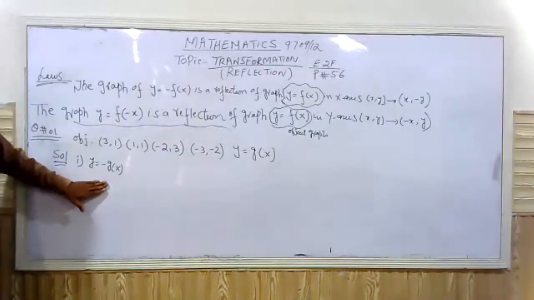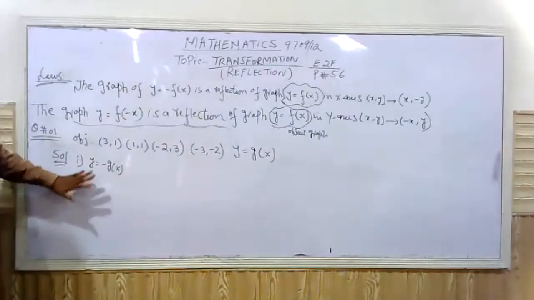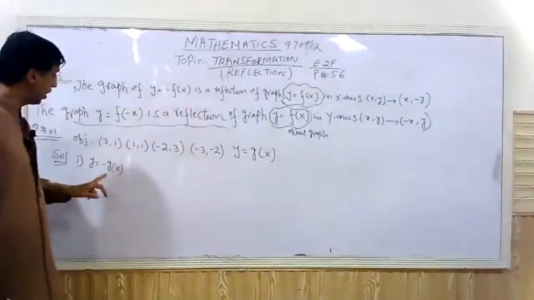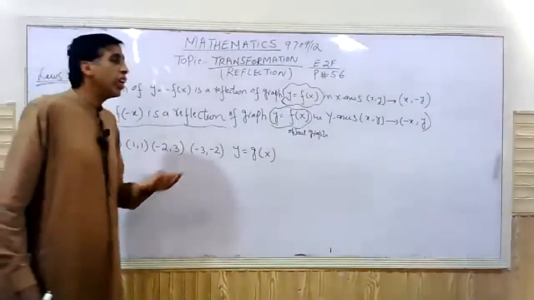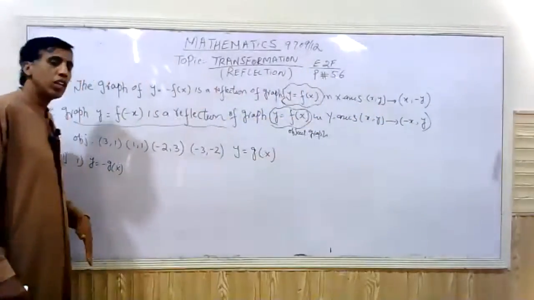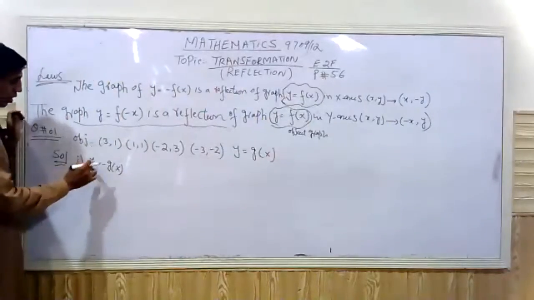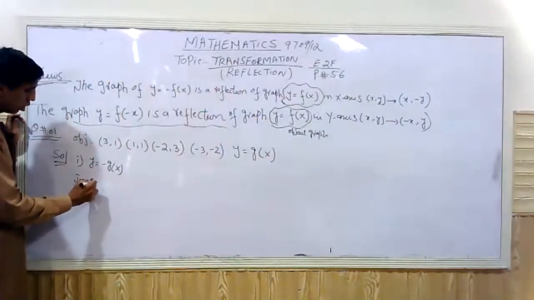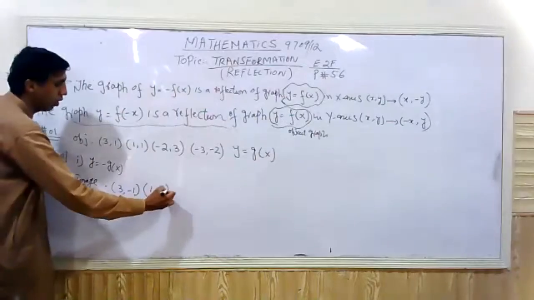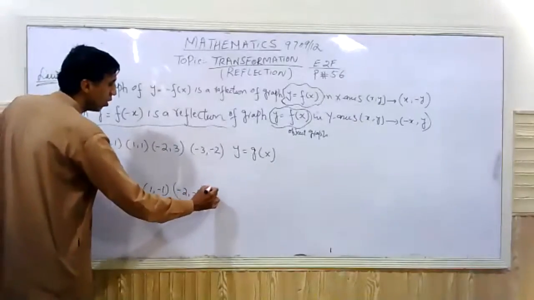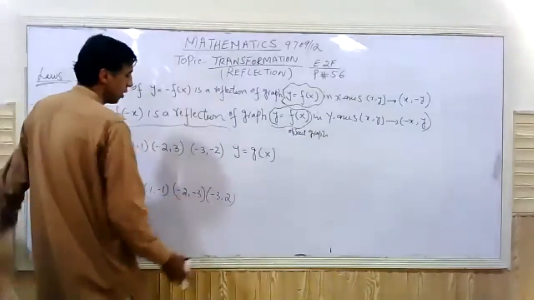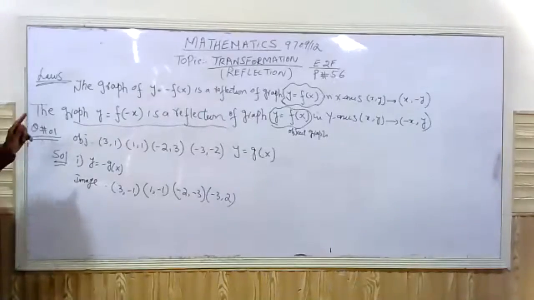If I compare this equation to these two laws, I will come to know this is the equation for the x-axis, because the x-axis image graph is minus f of x and here it is minus g of x. When I write the coordinates, I will keep x the same and y in the opposite sign. The image coordinates would be (3, minus 1), (1, minus 1), (minus 2, minus 3), (minus 3, plus 2). I have used the opposite sign. That is the object and image graph.